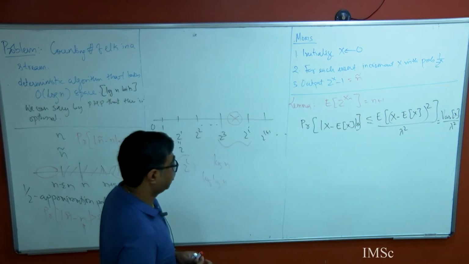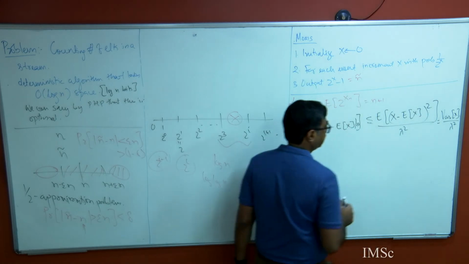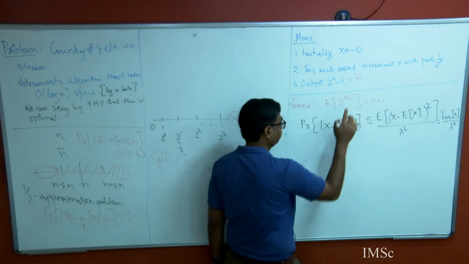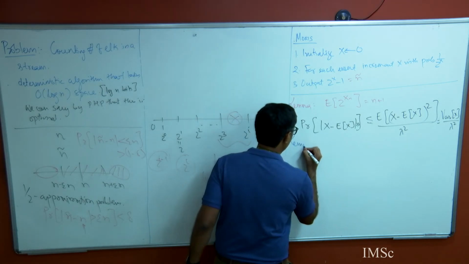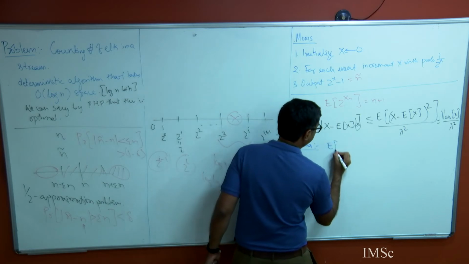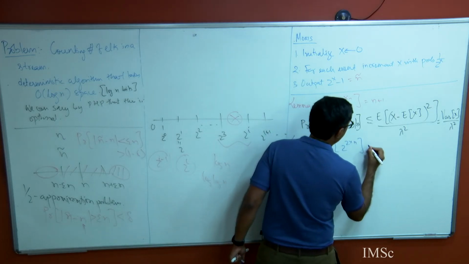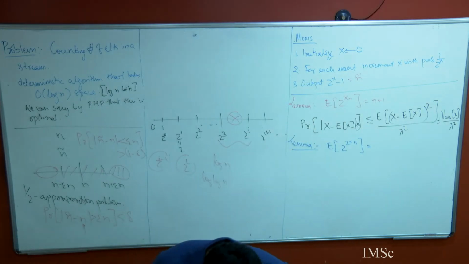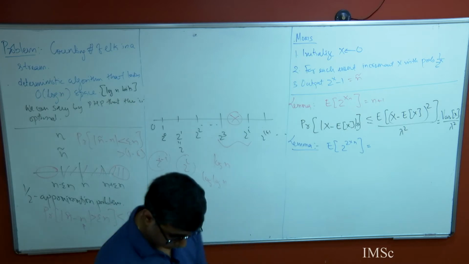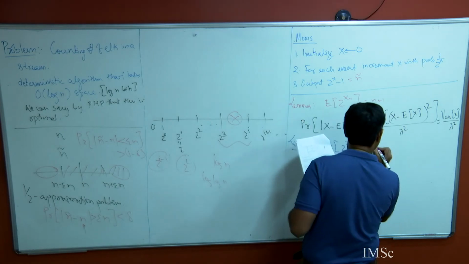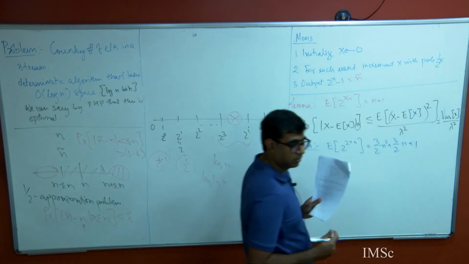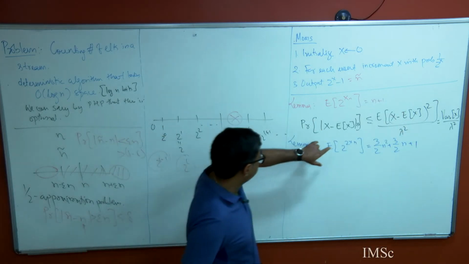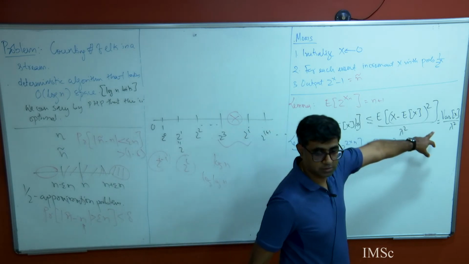Notice that if I wanted to compute this quantity, what we needed to compute was 2 to the power 2Xn, and this is what we showed, or assumed, last time. So what did we get? The expectation of 2 to the power 2Xn was equal to 3 by 2 n square plus 3 by 2 n plus 1. Given that we know this, we can compute this.